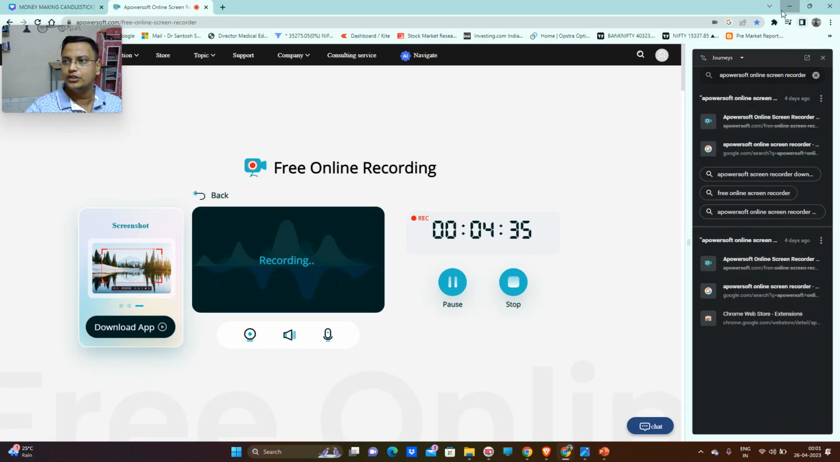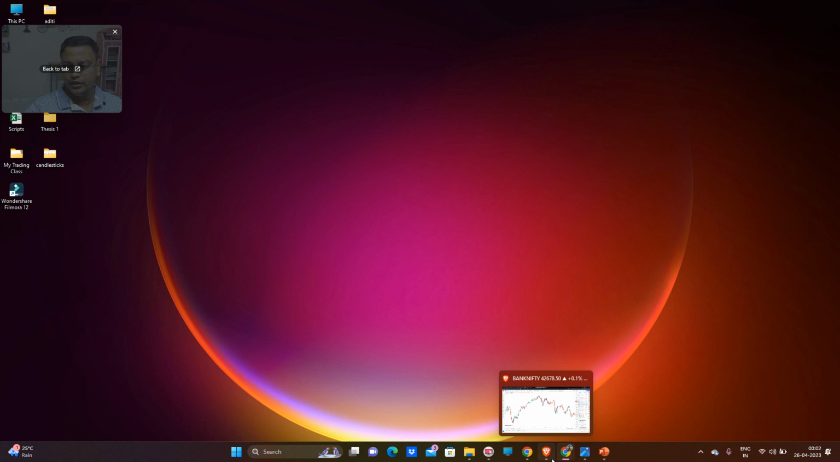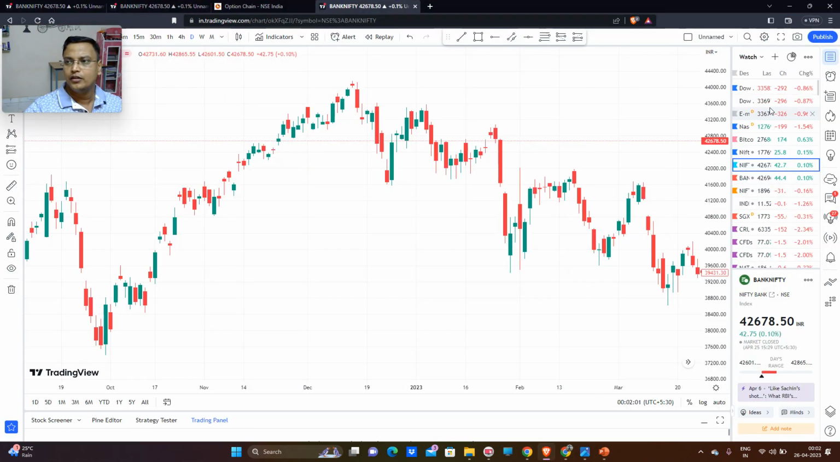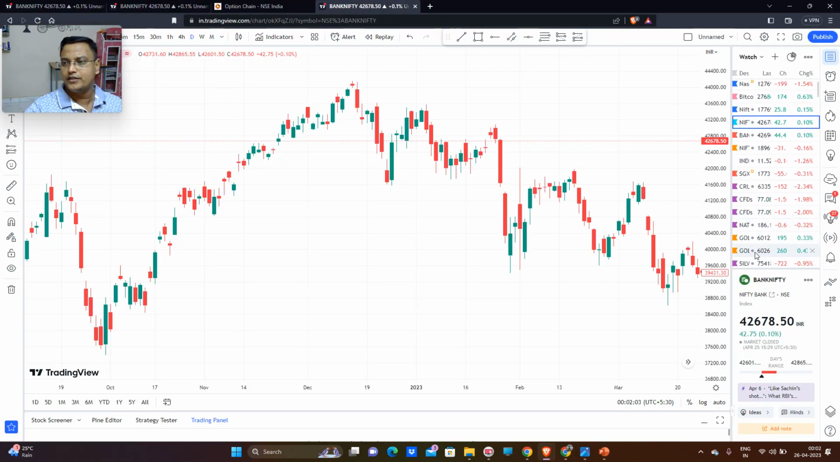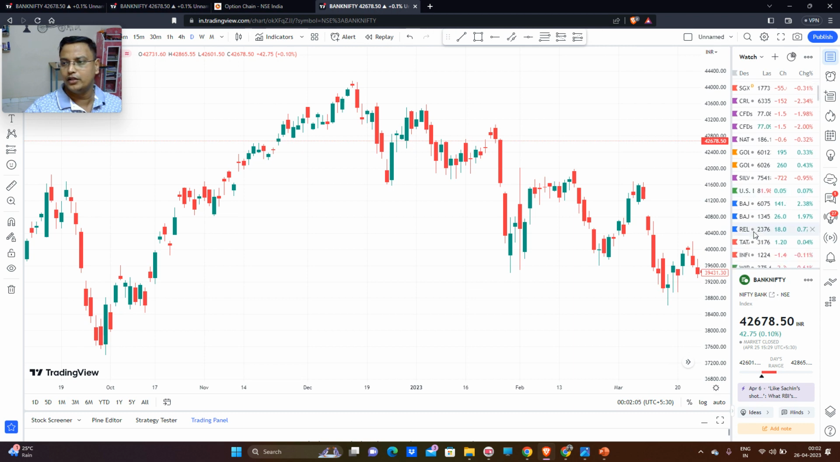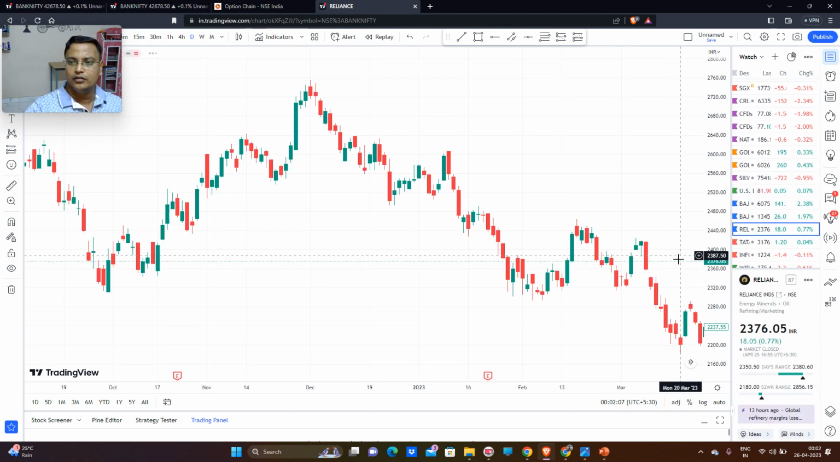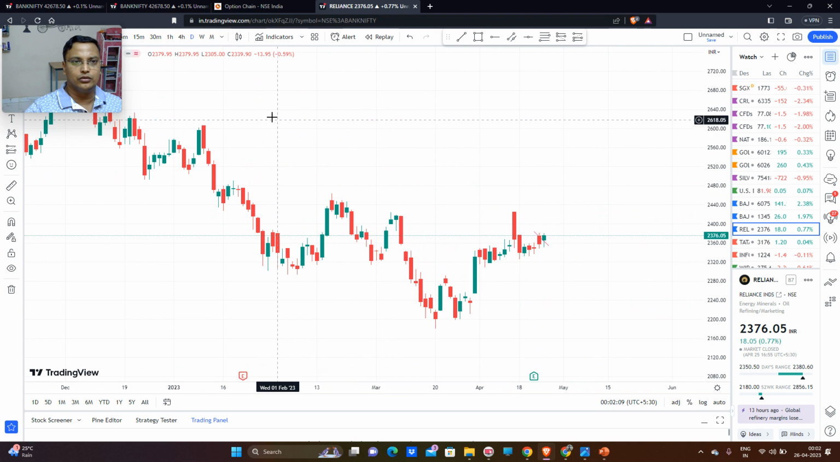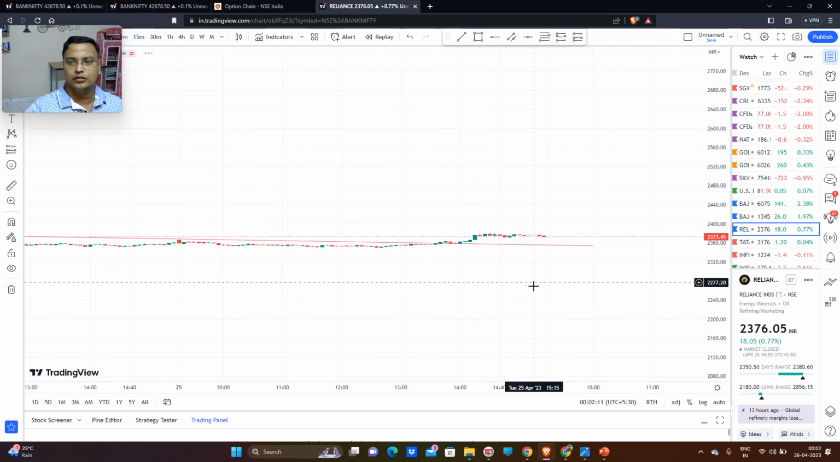Okay, now coming to the chart. Let me take you to the charts. Now, Reliance has shown a very good move today, so let's come to Reliance. Okay, now look at this. Look at this chart.